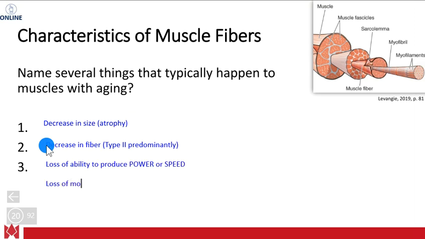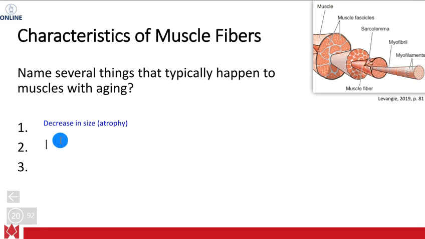We also have a loss of motor units. So when you do try to get a muscle to contract, there are fewer motor units available, so it becomes more challenging for individuals to contract that. Overall, we're going to have a loss of muscle mass as well. And this ties into loss of coordination. So I know I gave you more than three there.